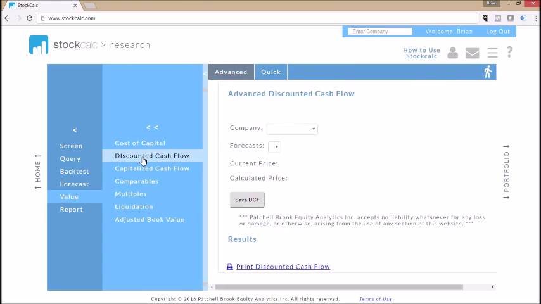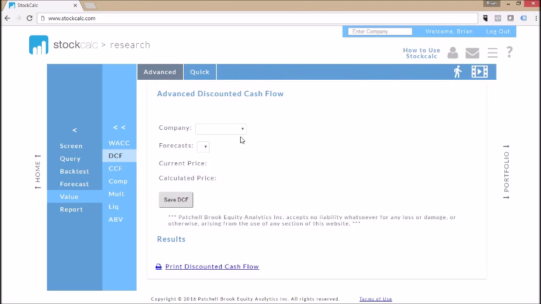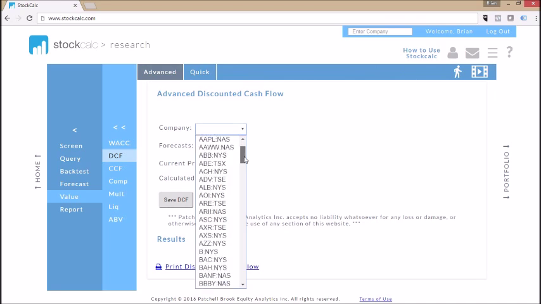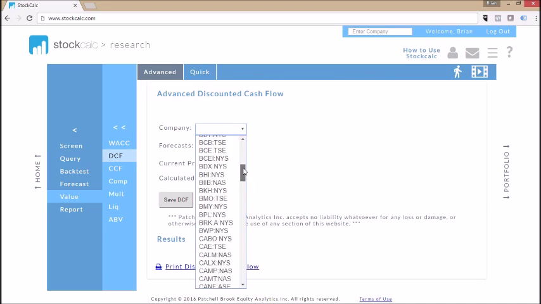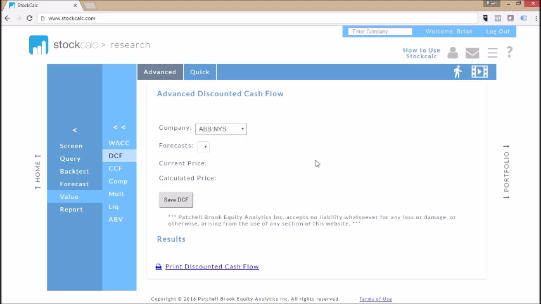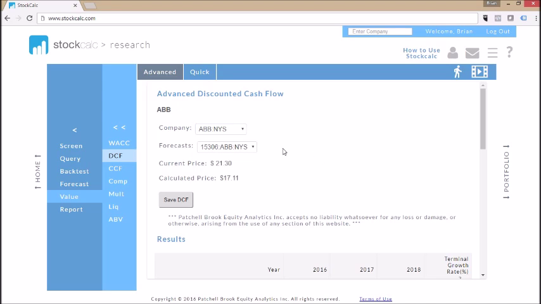Because when we run the discounted cash flow, any company that you see that shows up on the drop-down list has a forecast and a cost of capital in it. So in this case I'm going to select ABB, which is one we ran here earlier. We have a forecast and we have a cost of capital for the company.